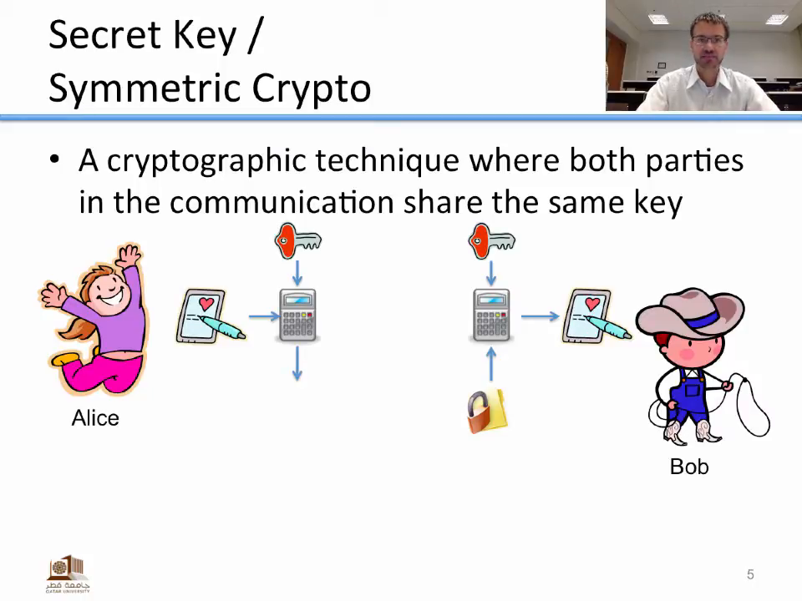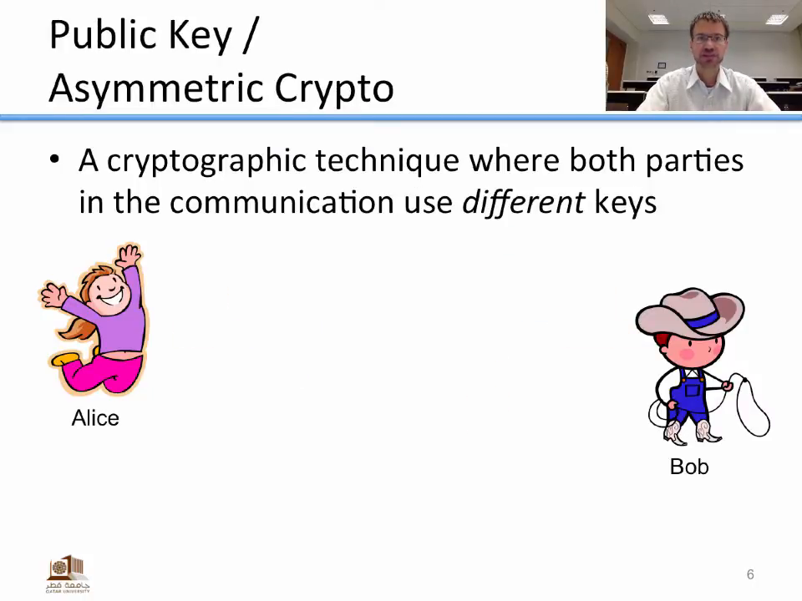Now, the second modern building block of cryptography is called public key or asymmetric key cryptography. This is a cryptographic technique where both parties in the communication use different keys. Let me show you what I mean. Let's pretend that Bob has two keys. The first is his private key. It's a secret that only he knows. And the second is a public key, which is a key that he's willing to give to anybody in the world. Those two keys are mathematically related in such a way that if you encrypt with one, you should decrypt with the other.